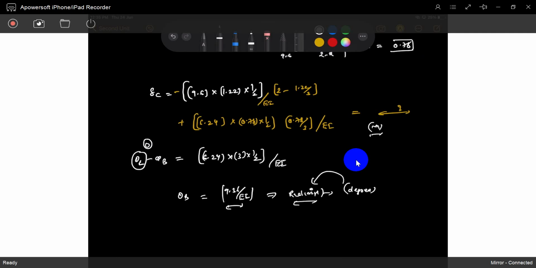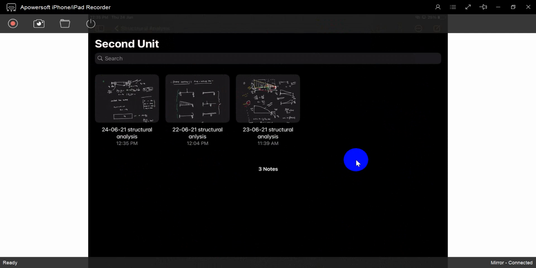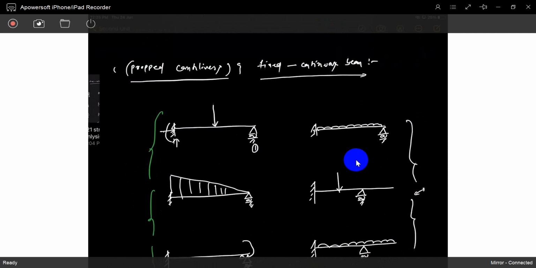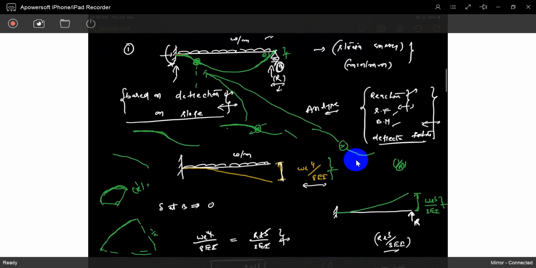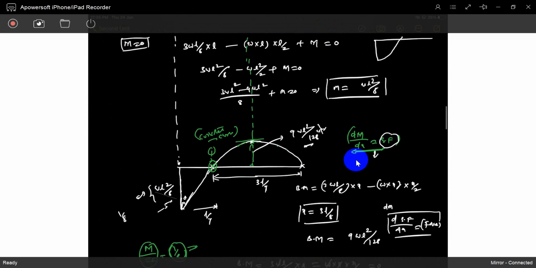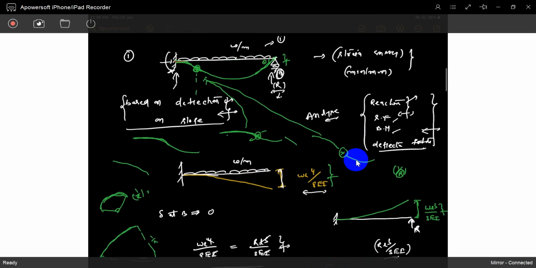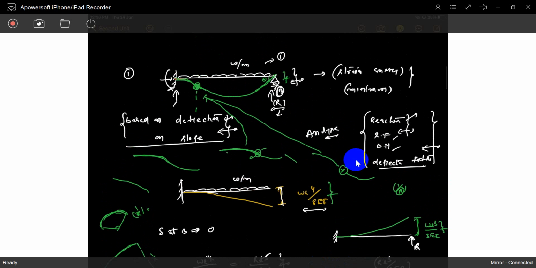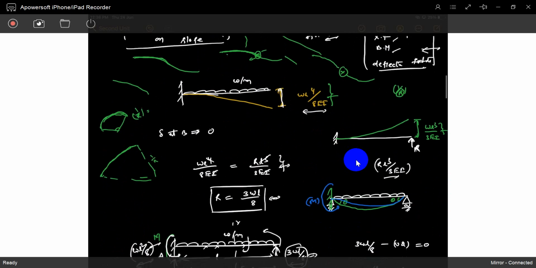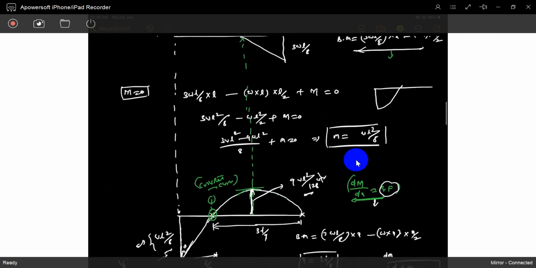Today's class is over. So you can find out the rest. I will give so many problems as assignment. I will give you an assignment to find out the deflection at this location, for this beam, where the maximum bending moment is happening. The maximum bending moment happens at this location.